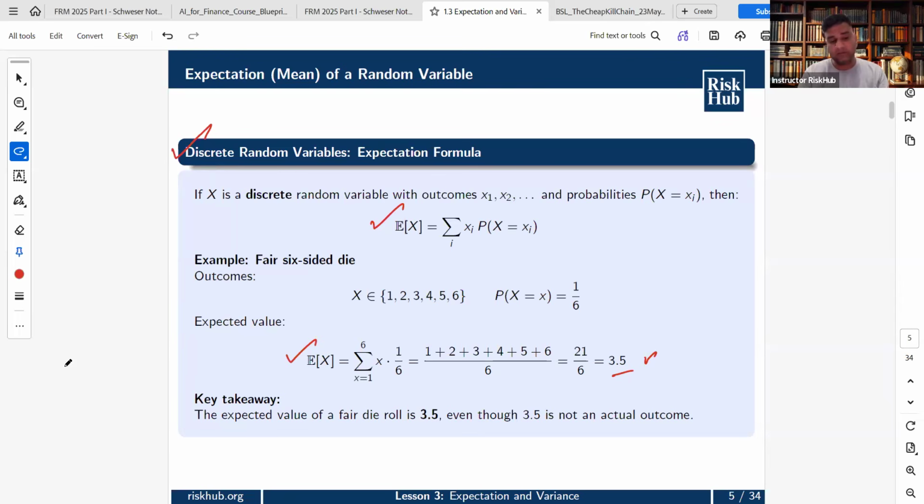The finance connection here is that an option may have an expected value of, let's say, 12.35, even though the actual payoff might be 0, 10, 25, 30, 50, whatever. Expectation doesn't need to be a possible outcome. Keep that in mind very, very clearly.